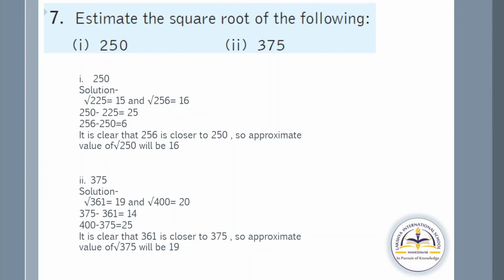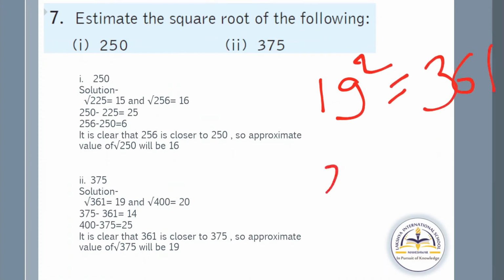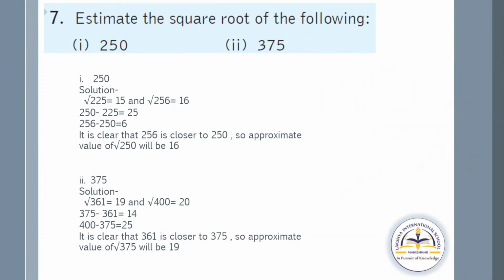Now question number 2, 375. So the square of 19 is 361. The square of 20 is 400. So the difference of 14 is very short as compared to 25. So our answer will be 19.